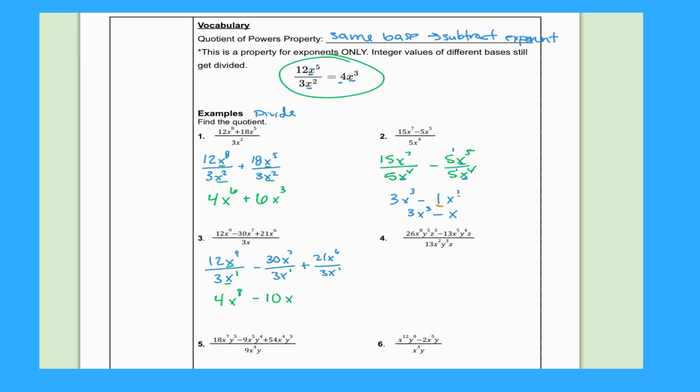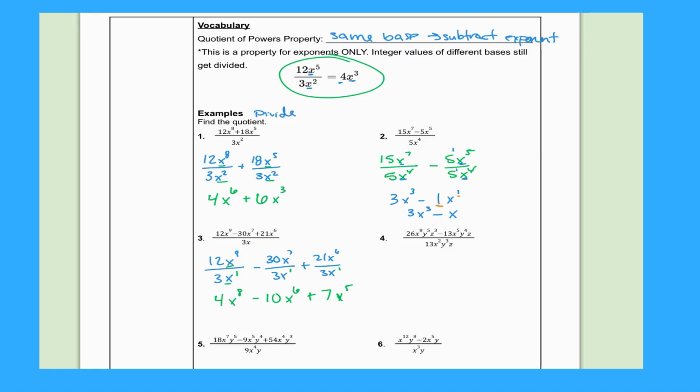7 minus 1 is x to the 6th. Bring down the plus. 21 divided by 3 is 7. 6 minus 1 is x to the 5th. And all my exponents should be different, so there's no like terms. And the exponents are in decreasing order, so 8, 6, 5. Okay, then we get into number 4.